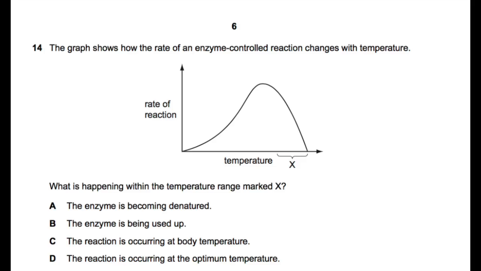Question 14. The graph shows how the rate of an enzyme-controlled reaction changes with temperature. What is happening within the temperature range marked X? So, enzymes work best at body temperature, which is most likely about 37 Celsius. Above that, they slowly start to stop working. So, if you increase the temperature, the enzymes can become denatured, and that is what's happening at the range marked X.